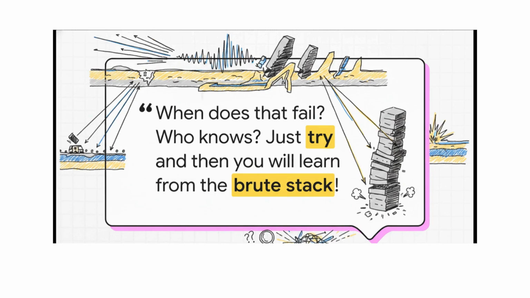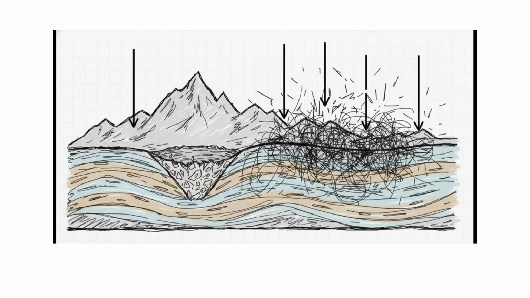But as our source material so pragmatically and kind of humorously points out about these assumptions, when does that fail? Who knows? Just try, and then you will learn from the brute stack. It's literally a trial-by-fire approach, and frankly, in highly complex geology, it totally falls apart. So why does it fall apart?